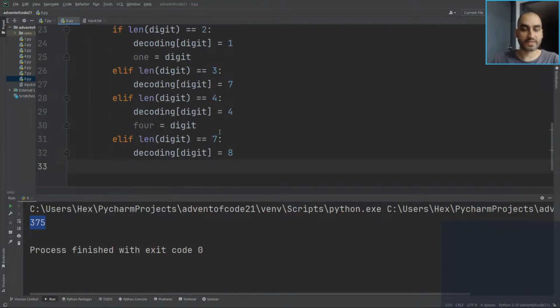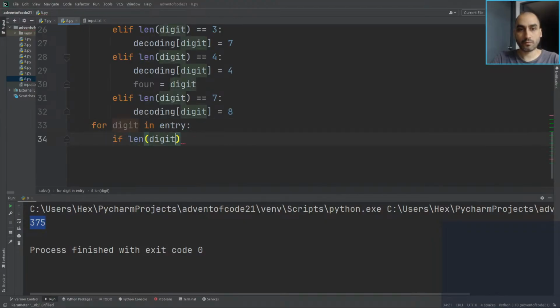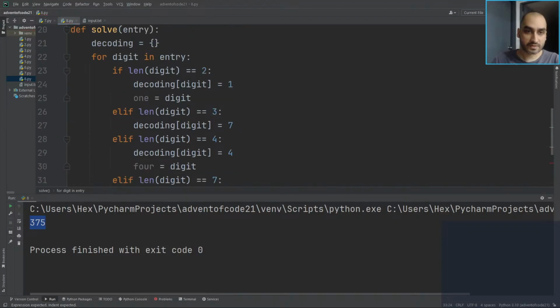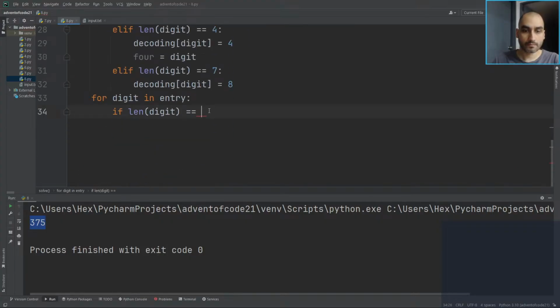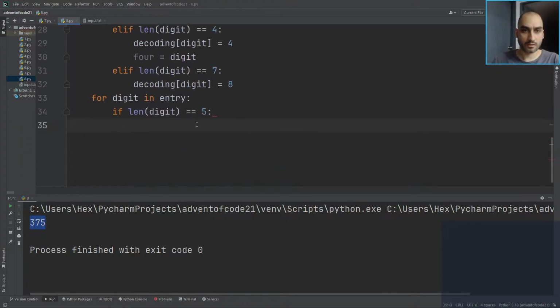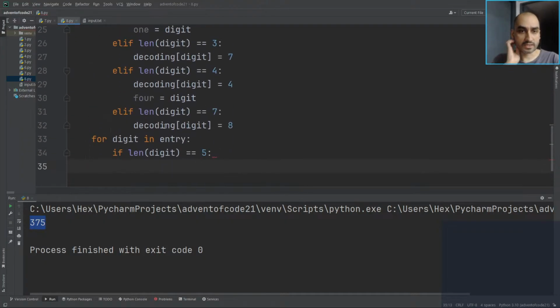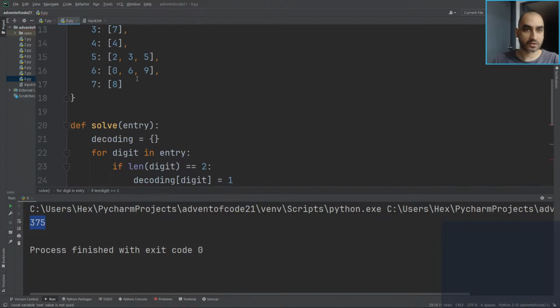Alright. Now that we know those, we'll make a second pass through all the digits. For digit in entry, if it's 5, we know we're either 2, 3, or 5. Okay. So what was the first step? First we check if it contains 1. If it contains 1, that means it's a 3.